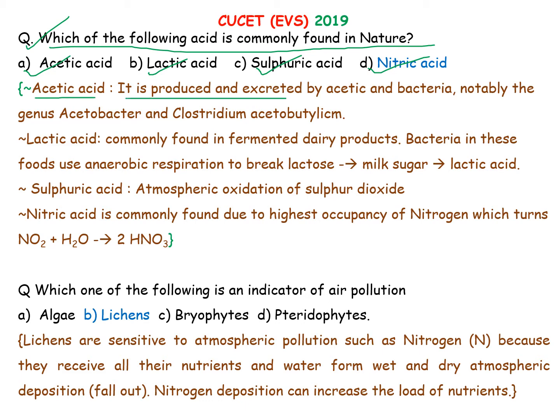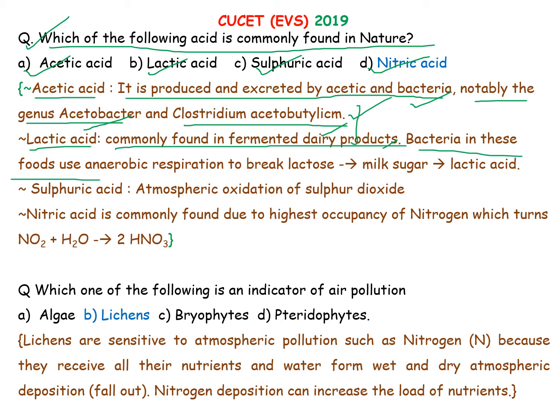It is produced and excreted by acetic acid bacteria, notably by the genus Acetobacter and Clostridium acetobutylicum. So it is produced by bacteria. The next one is lactic acid, which is commonly found in fermented dairy products, where bacteria in these foods ferment lactose due to anaerobic respiration, where milk sugar is broken down to lactic acid. So both of these are due to the presence of bacteria.